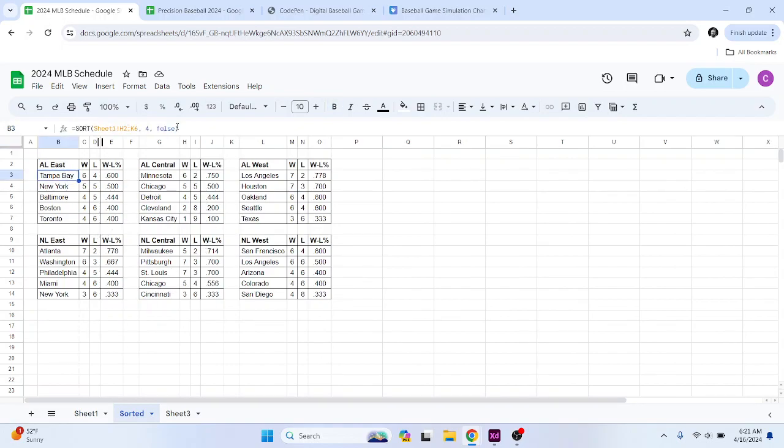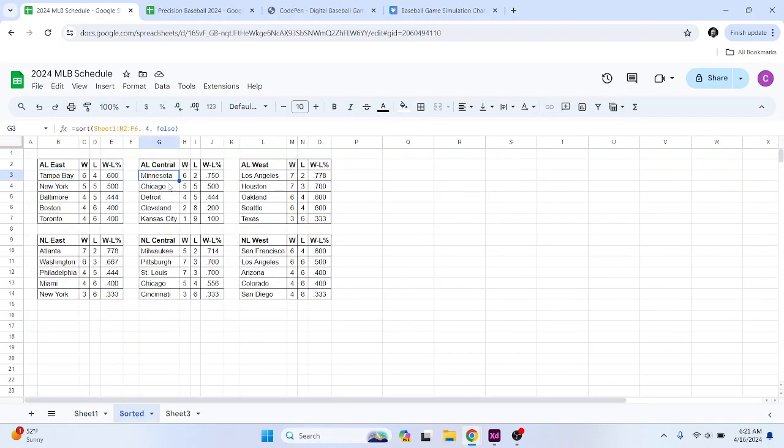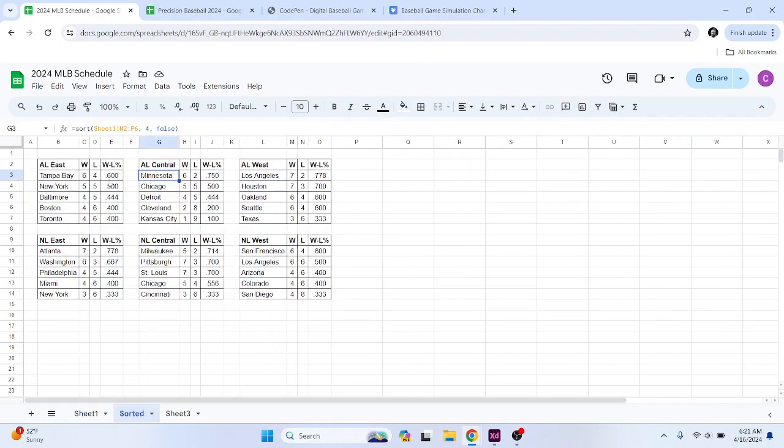So I have a sort formula that's set up where I sort this AL East. I think that's how I have it. Yeah, I have it by each division sorted. So it just goes over to the sheet here, grabs those, sorts it by one, two, three, four, sorts it by the fourth column. That's what that means. And then this has to do with ascending or descending. So basically, we want it to be largest on top, and we want it to be descending, right?